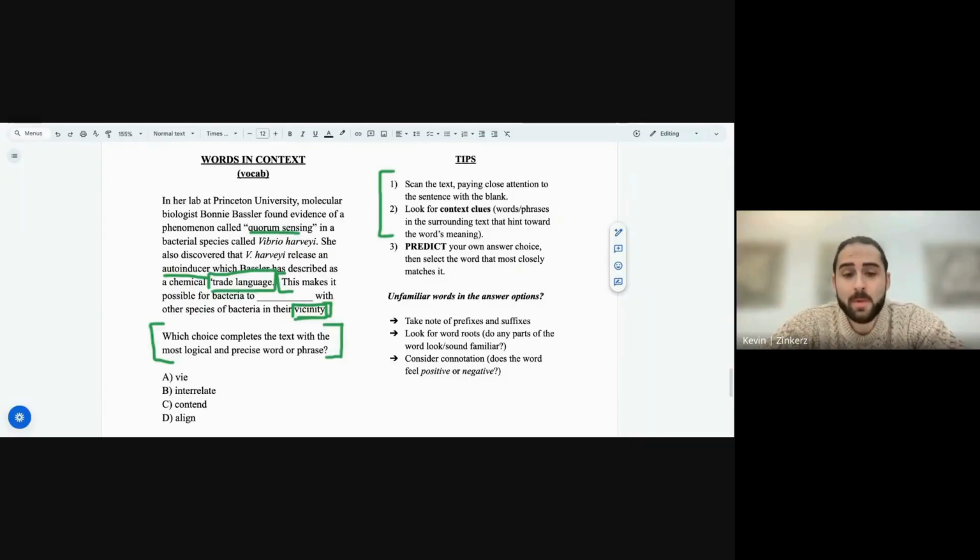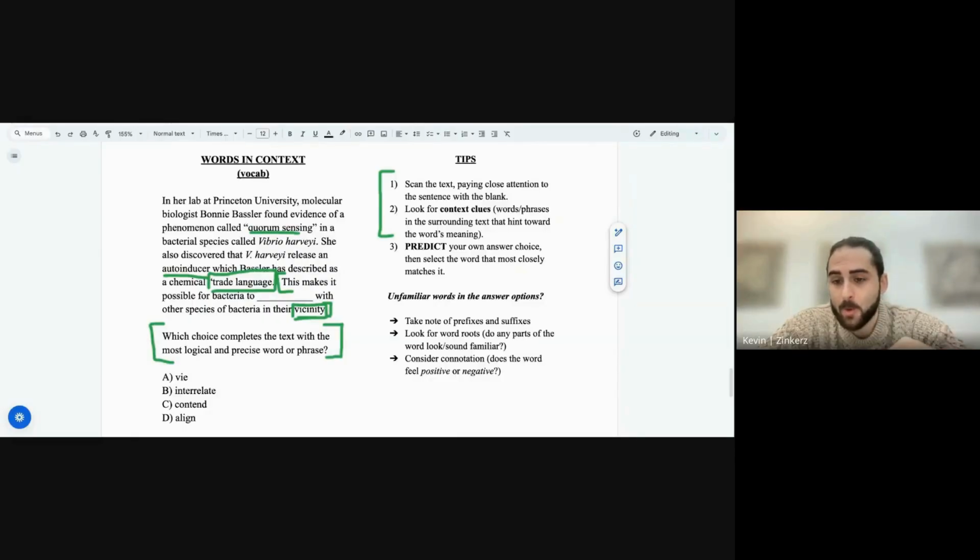So that being said, I probably would put a word like "communicate" in this blank. That's kind of what I would put as my own prediction. So the next step would be to take a look at these answer choices and select the one that most closely means "communicate."